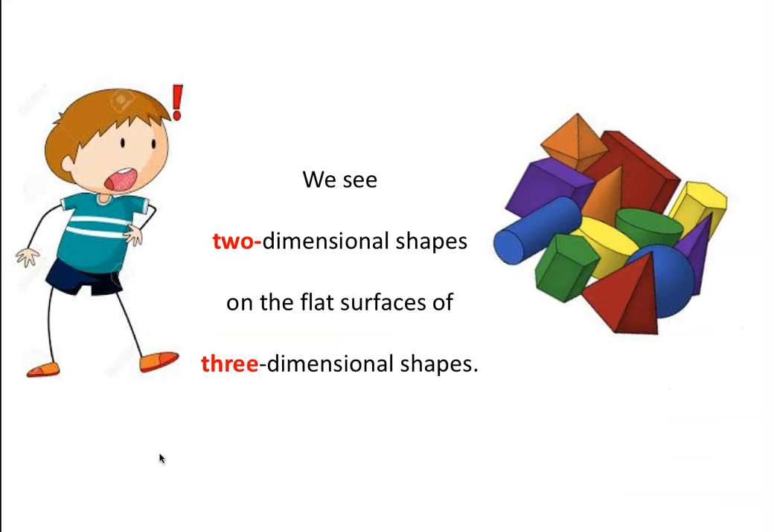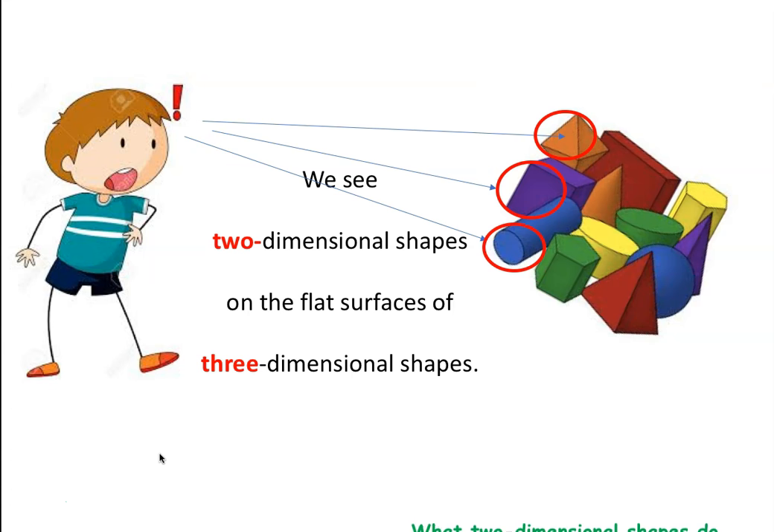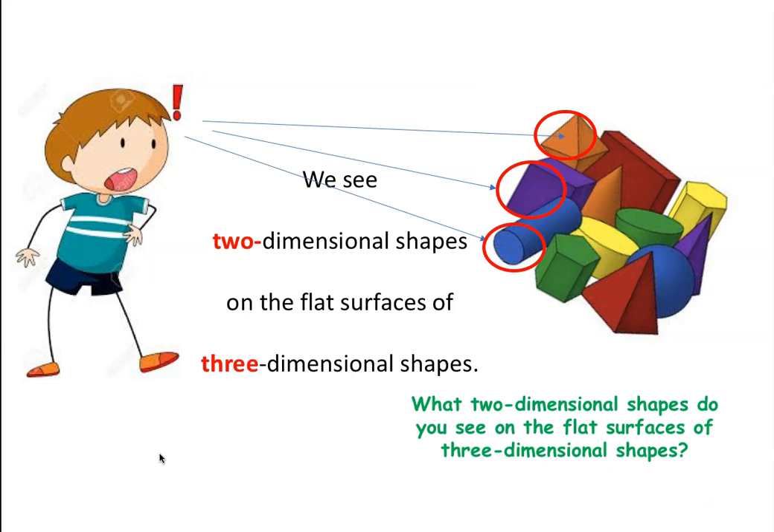The fact is, we can always find two-dimensional shapes on the flat surfaces of three-dimensional shapes. Again, the question is, what two-dimensional shapes do you see on the flat surfaces of three-dimensional shapes? Let's watch a video to review how to find two-dimensional shapes on solid shapes.